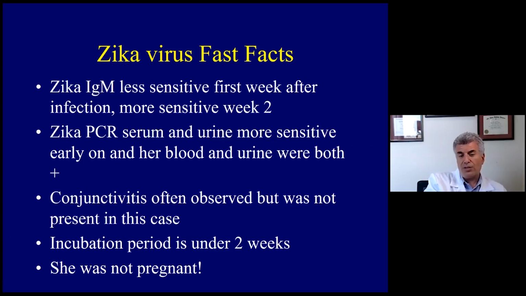Conjunctivitis has been observed in Zika, but was not present in this case. The incubation period is under 2 weeks. And of course, most importantly, and I know you are thinking this, we need to know if she's pregnant. Because with Zika, we know that there are problems with congenital anomalies. You can have problems with microcephaly and other neurologic problems as well. It can be severe. Fortunately, the prevalence overall of Zika and the incidence has gone down significantly.